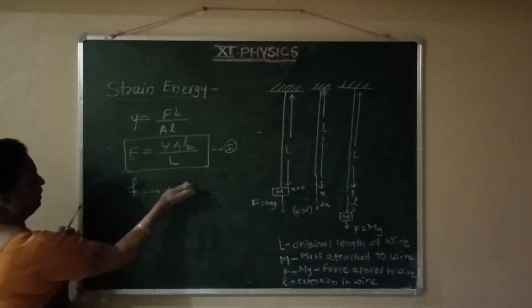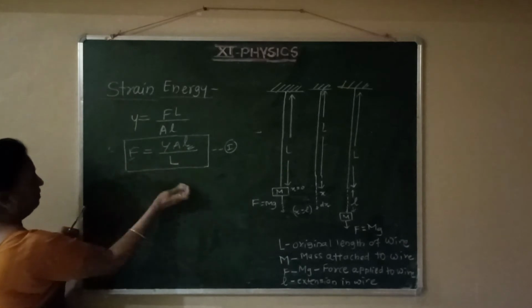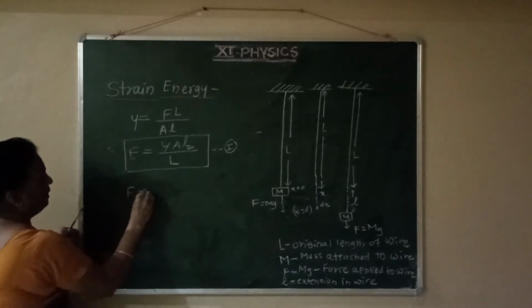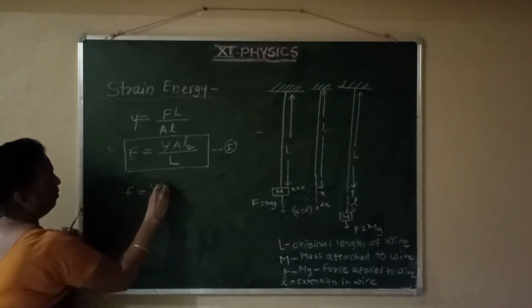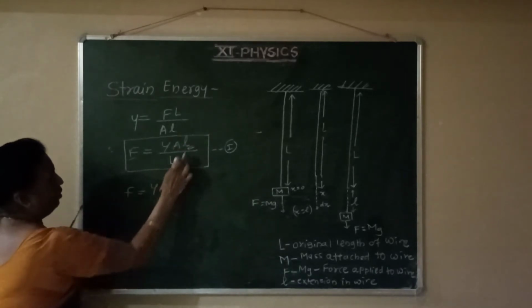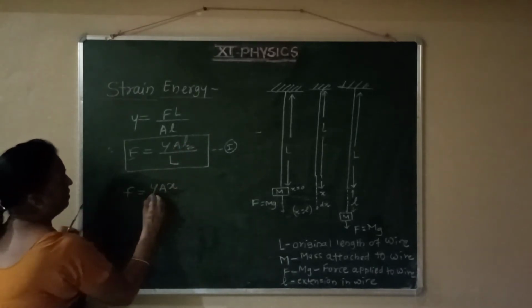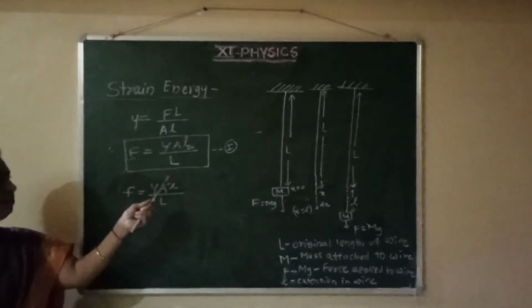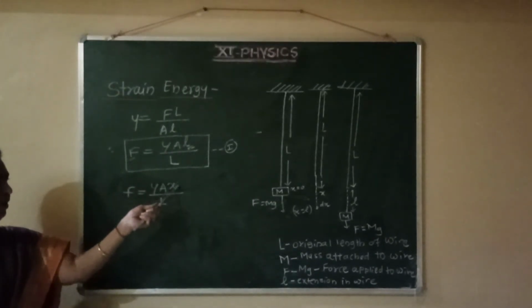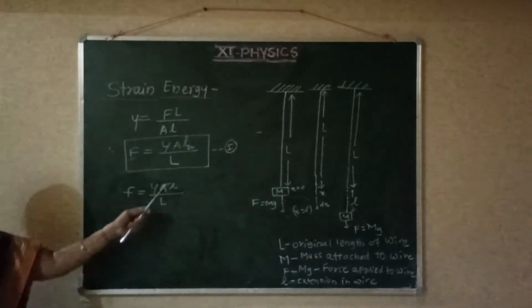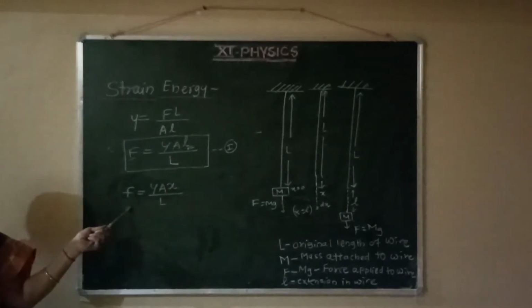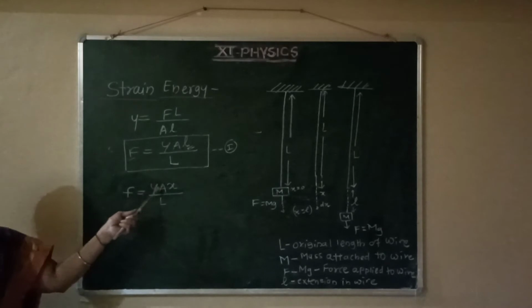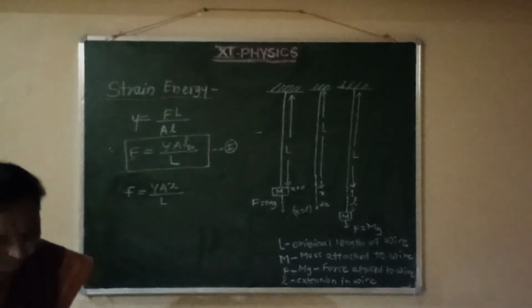So we can say for this equation, this force F we can denote by F is equal to YA, and this L we denote by X, divided by L. F is equal to YAX upon L, where L is replaced by X. Small extension, small elongation, and for that a small force is needed.